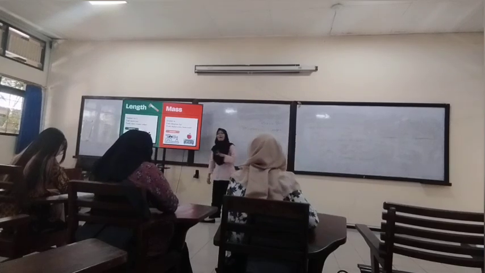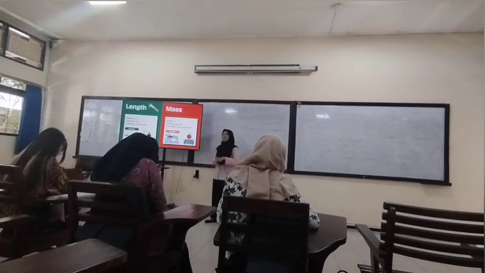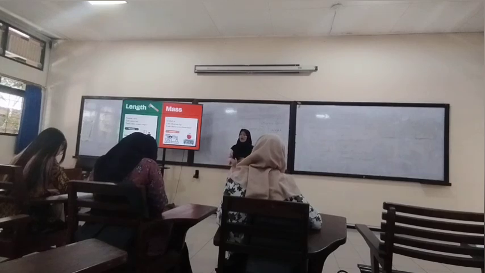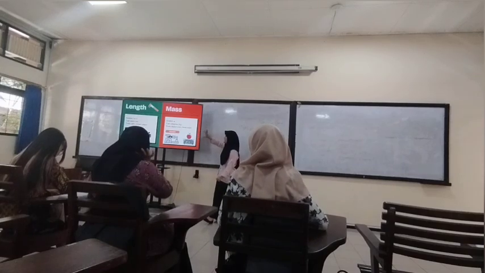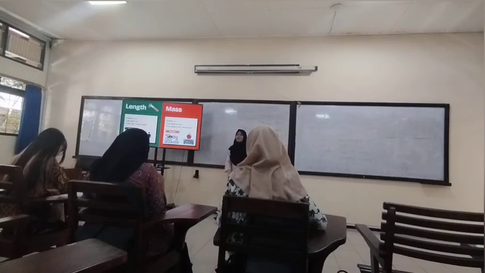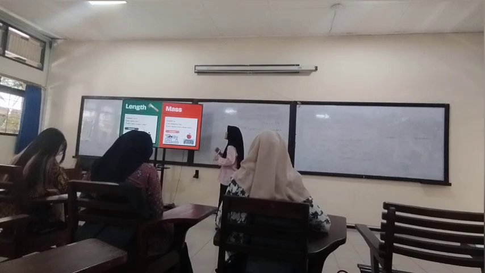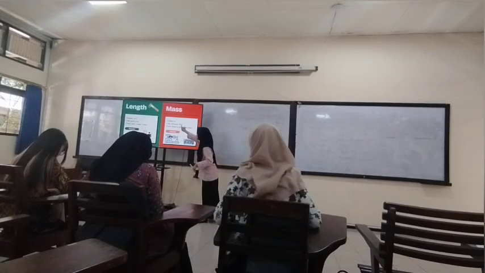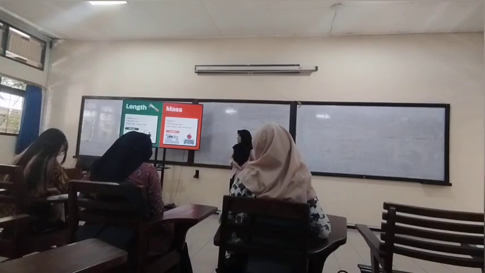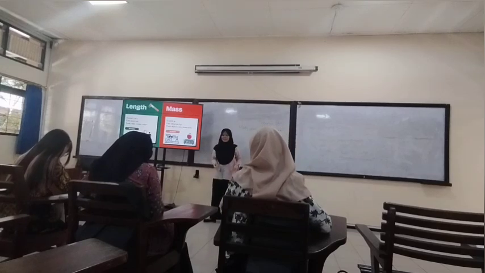The second basic quantity is mass. Mass is the amount that there is in an object. The symbol of mass is lowercase m with unit kilogram, that we often write kg, K for kilo and G for gram. Now, the tools to measure the mass, we can use scales, digital scales or beam scales.